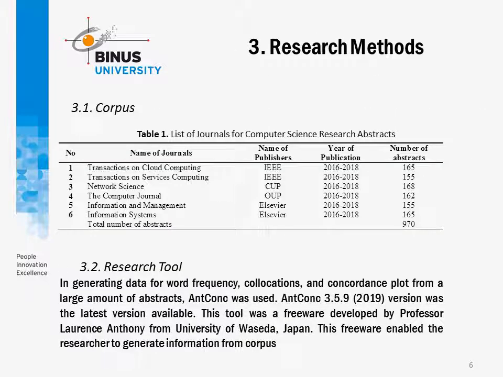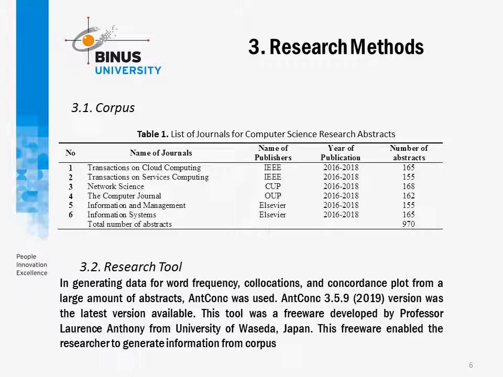The research methods for this present study used the corpus from 970 research article abstracts from 6 reputable journals in computer science from the years of 2016 to 2018, and the research article abstracts were collected randomly. The research tool used for this present study was nConct, and it was used to generate data for word frequency, collocations and concordance plot. Concordance plot presented the layout of the information in terms of sentences and the place of certain marker in the sentences or paragraph.